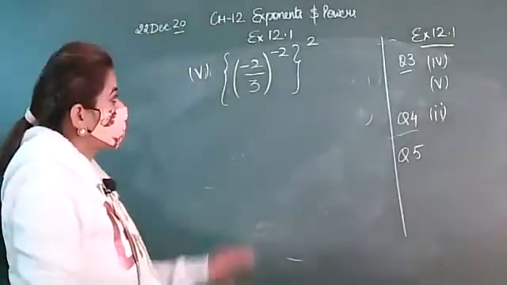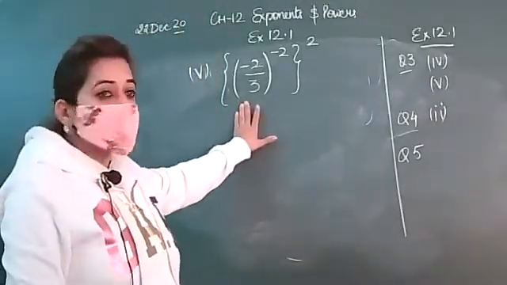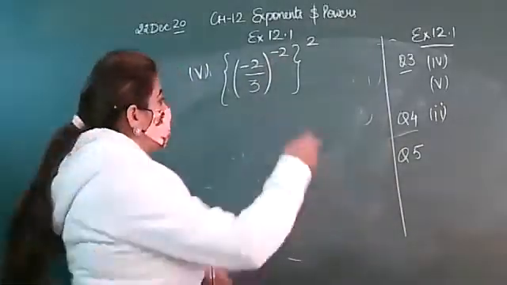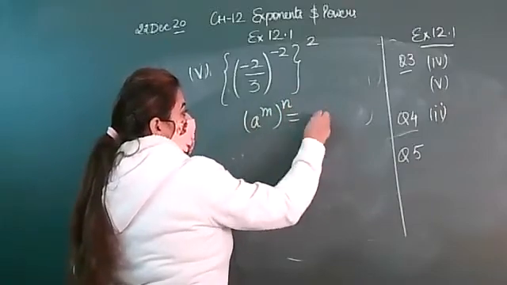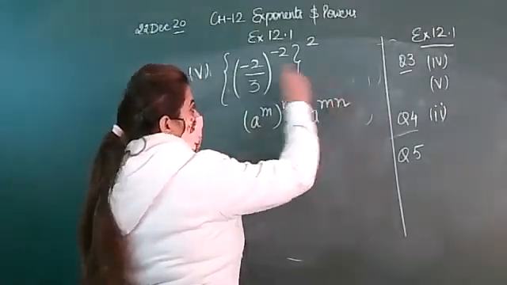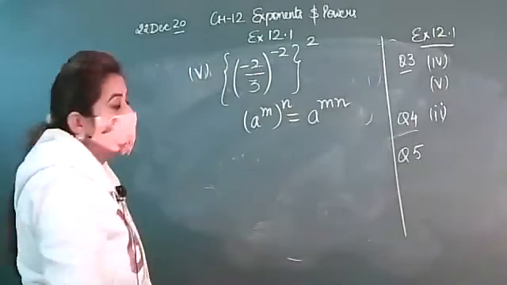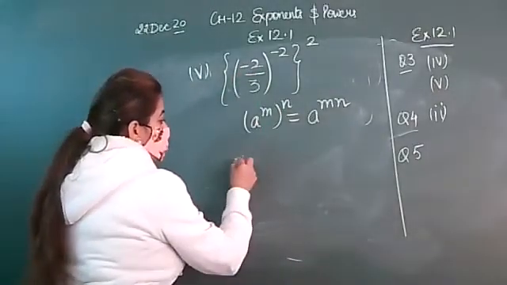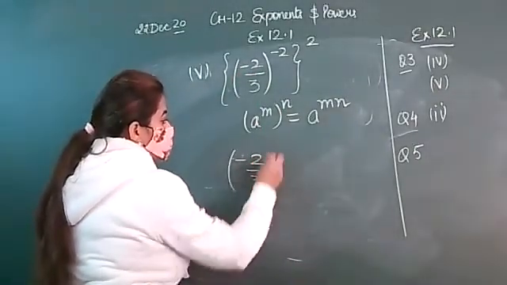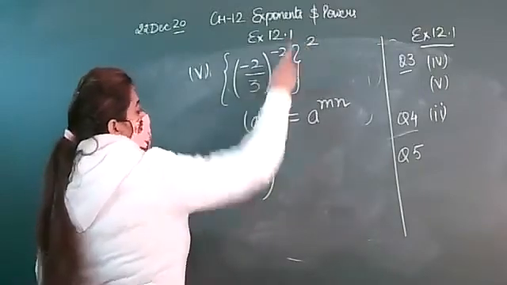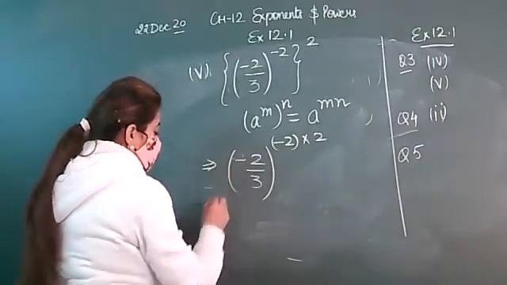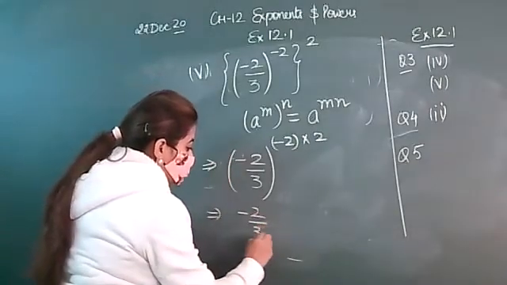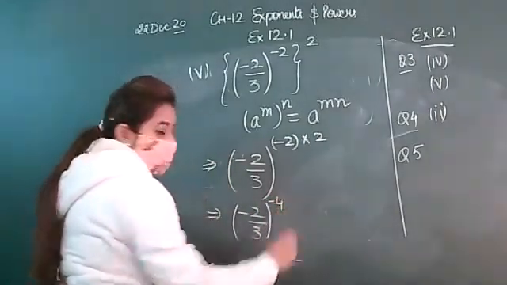Fifth part. But as you can see that two powers are given to you. So you will use the law a raised to power m whole raised to power n, that is a raised to power mn. So power will be multiplied. Now, this base will be written as it is because no change will be there. So multiply the power minus 2 into 2, that is minus 2 by 3 raised to power minus 4.